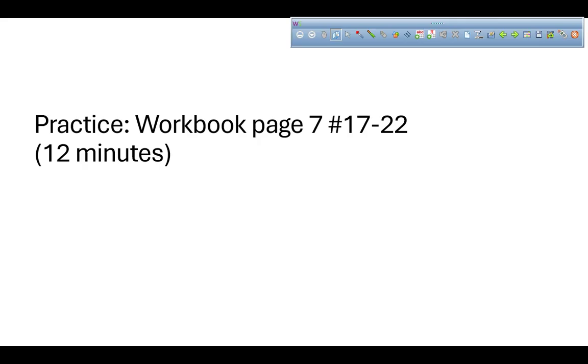So this is in your workbook, this one. I'm going to go over it. I'm always going to post the key. I'm not going to go over every step. So 12 minutes puts us just after 11.